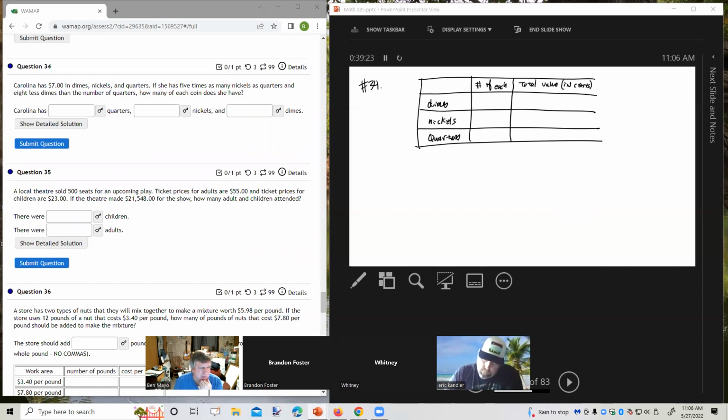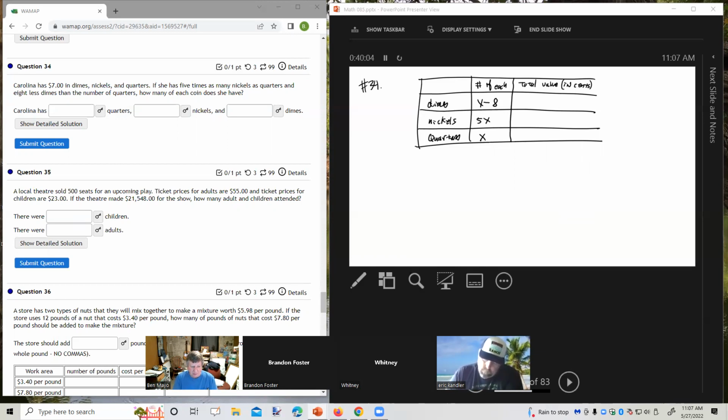Carolina has $7 in dimes, nickels, and quarters. She has 5 times as many nickels as quarters. In that situation, the quarters is the center of the universe. The nickels are being compared to the quarters. And then it goes on and says 8 less dimes than the number of quarters. Again, the quarters are what's being compared to. So we've got 2 different comparison statements, but they're both being compared to quarters. So quarters is going to be our X. 5 times as many nickels as quarters, so 5X. 8 less dimes than quarters, X minus 8.